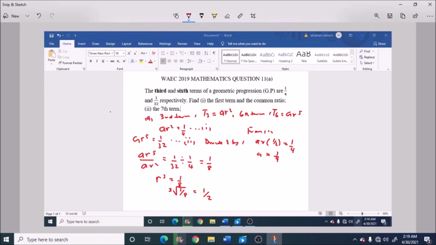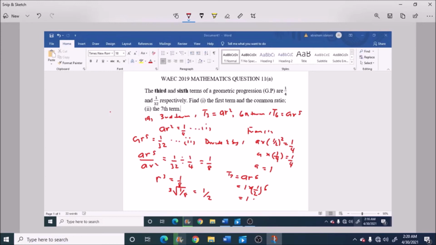So the first term is 1 and the common ratio is 1 over 2. So the seventh term is ar^6. The first term is 1, the common ratio is 1 over 2, all in bracket raised to power 6, and that gives us 1 times 1 over 2^6, which is equal to 1 over 64.